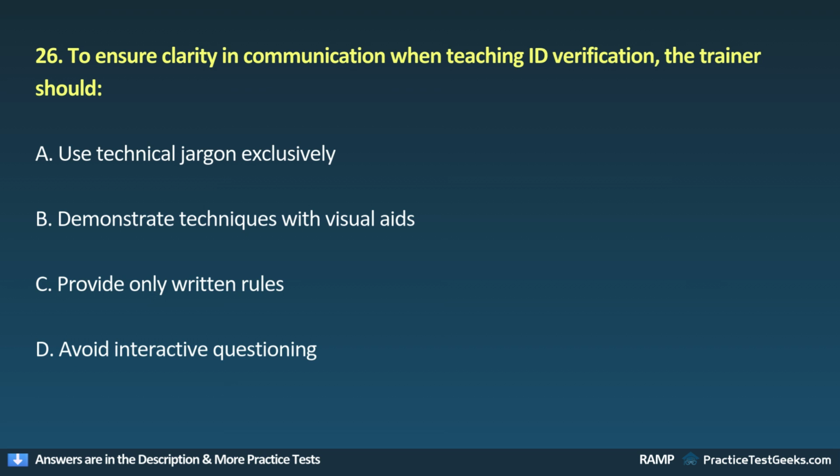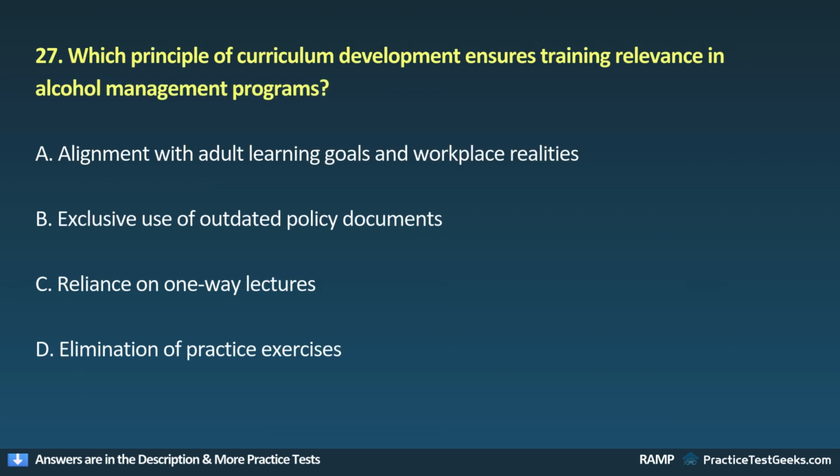26. To ensure clarity in communication when teaching ID verification, the trainer should: A. Use technical jargon exclusively. B. Demonstrate techniques with visual aids. C. Provide only written rules. D. Avoid interactive questioning.